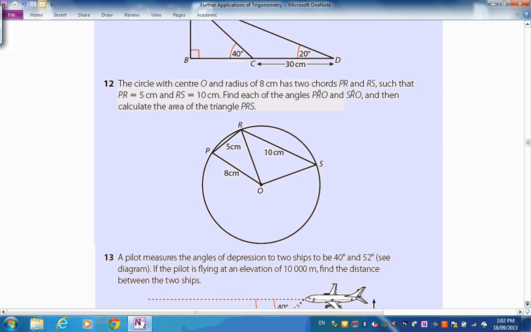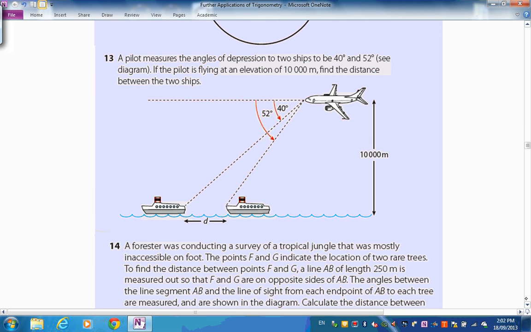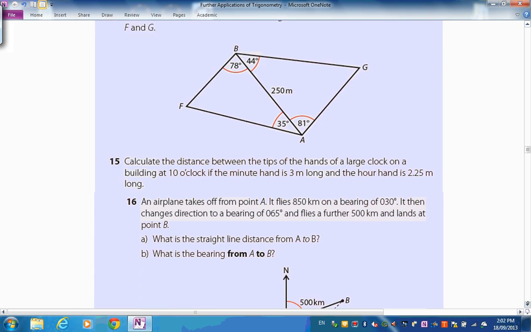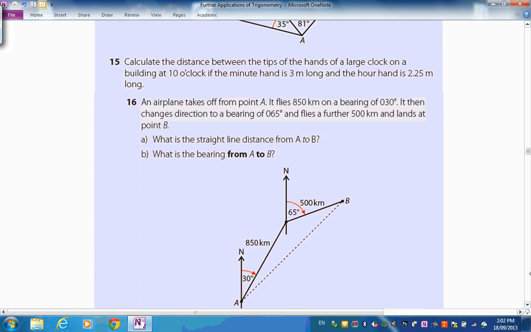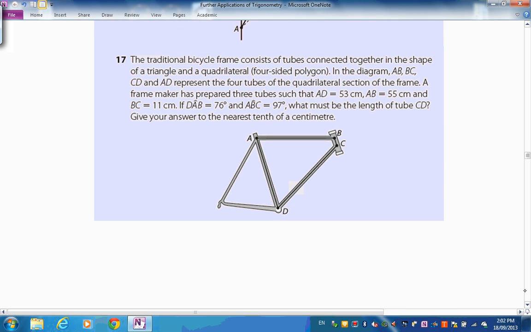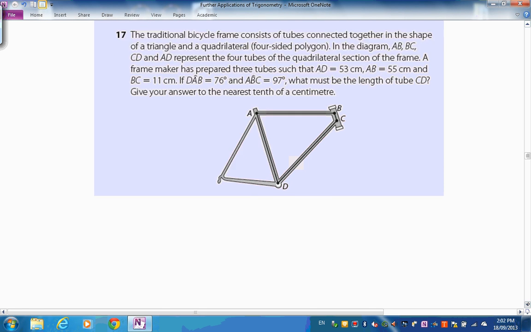Coming down then, 13. Now these are all the problems related to the planar applications, just in 2 dimensions. 14, 15 and 16, and 17. So have a go at each of those. I'll show you the solutions before we go on to 3D problems. Let's have a look at the solutions.